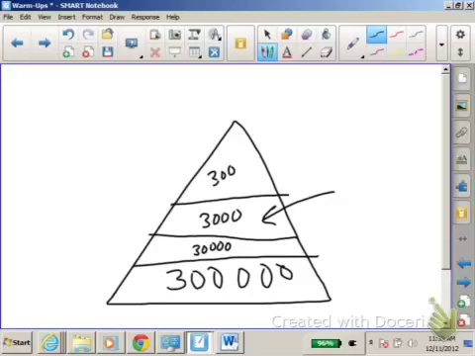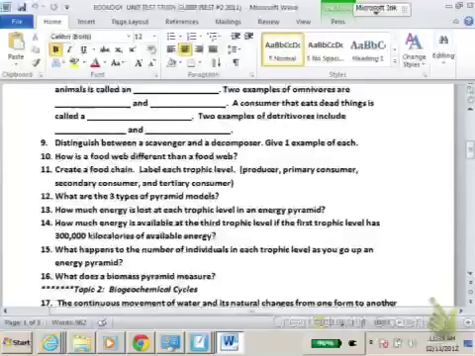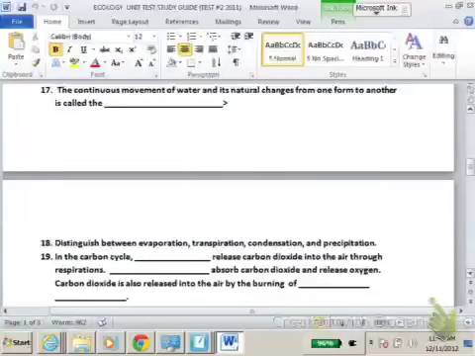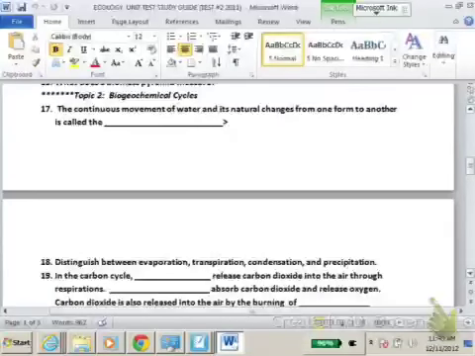Okay, 3,000 joules. Number 15 says, what happens to the numbers of individuals in each trophic level as you go up? They decrease. Number 16, what does a biomass pyramid measure? It measures the total dry mass of organisms at each level. So that is all about food pyramids and energy pyramids. Basically, that's all about energy transfer. We didn't talk a lot about cycles, but let's go over that.